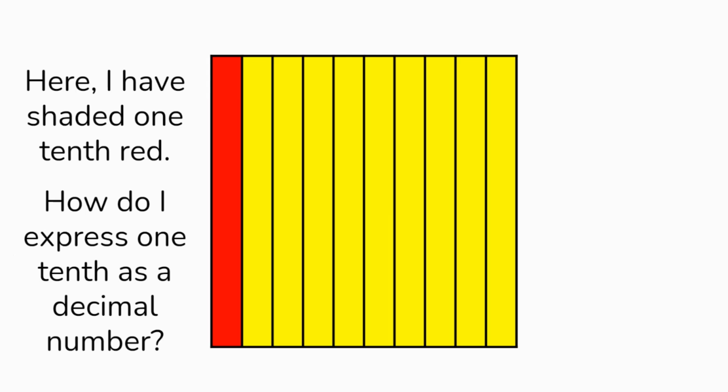Here I have shaded 1/10 red. And 1/10 is a decimal number because it is smaller than 1. How do I write 1/10 as a decimal number? Like this. So you can see I have 0 in the ones place, I have a decimal point, and in the tenths place, I have a 1 to show that 1/10 is shaded.